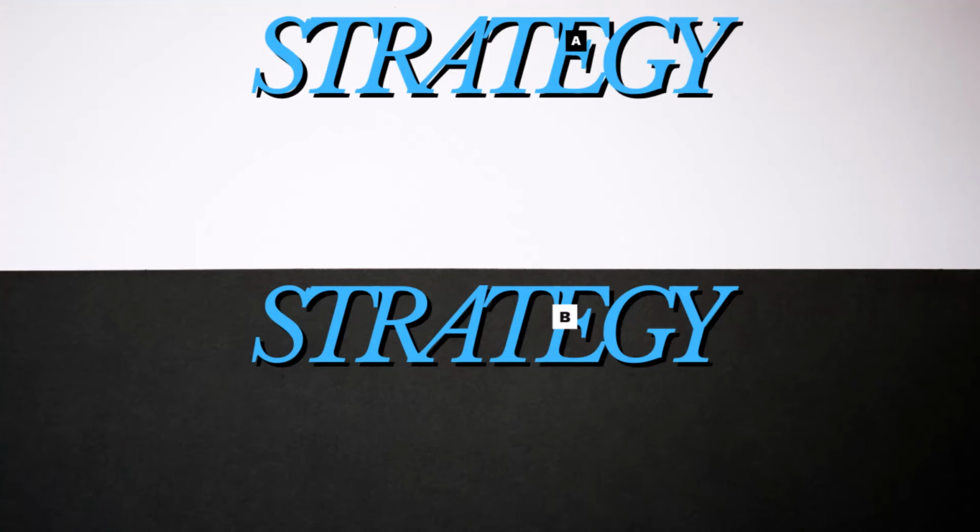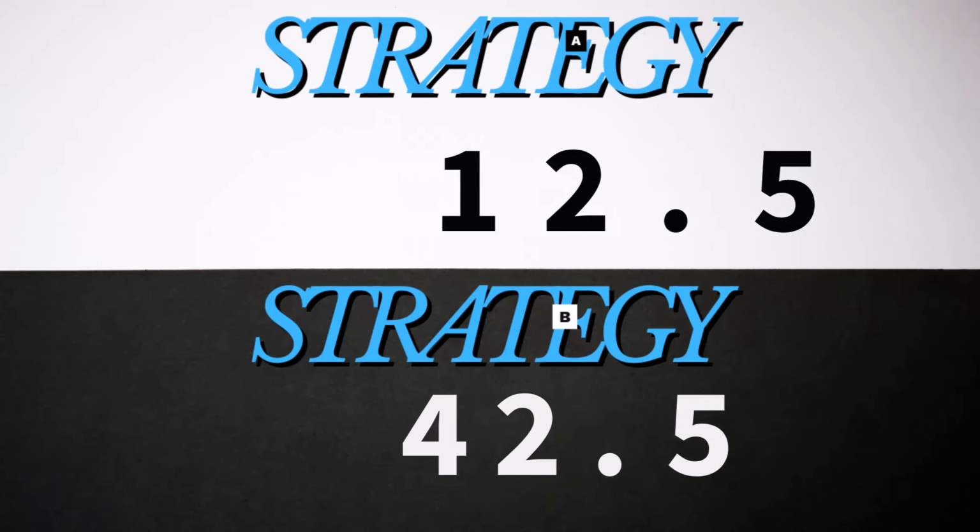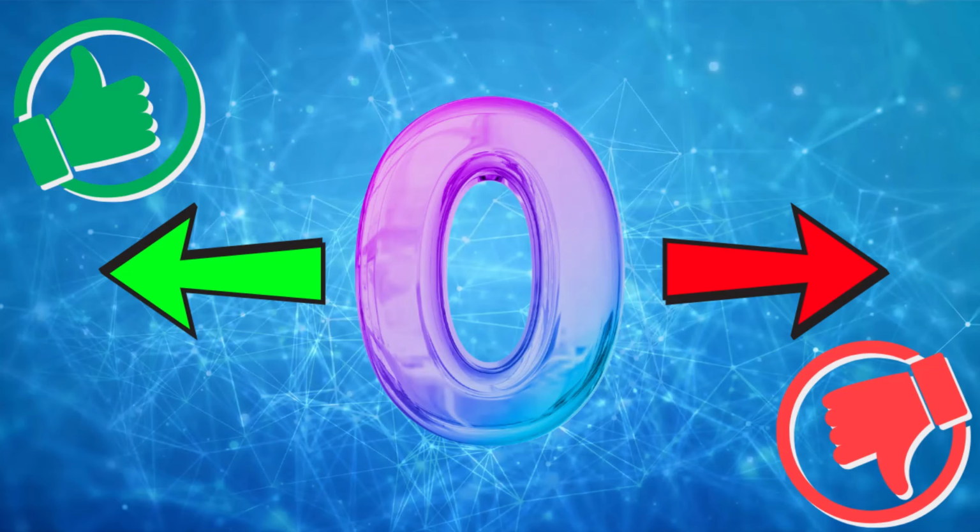So right then and there, you can see there's a big difference, right? Number A was 12.5. Number B was 42.5. Remember what I told you? The further away from 0 we are, the more profitable your strategy is. So strategy B is much more profitable than strategy A.